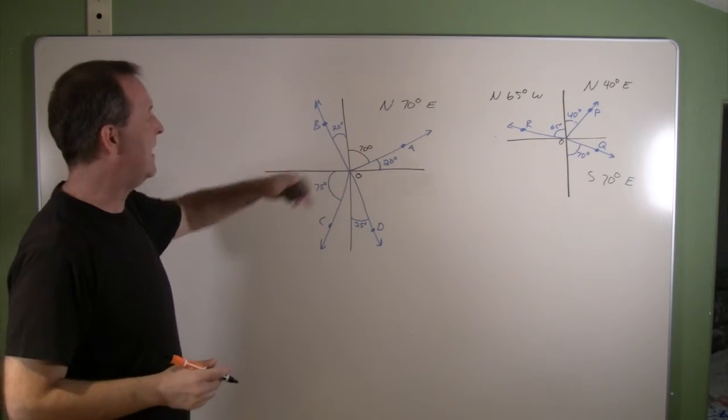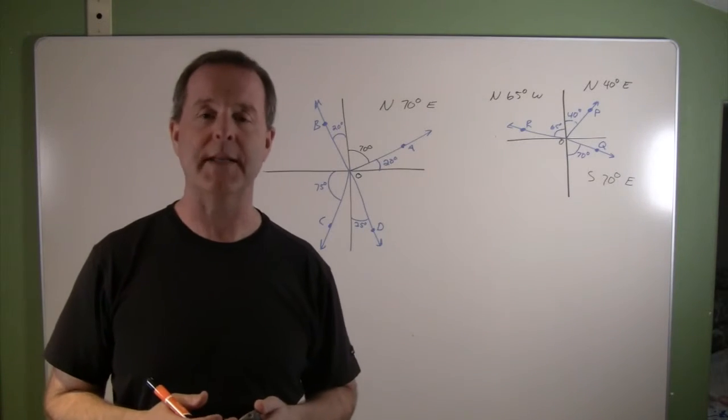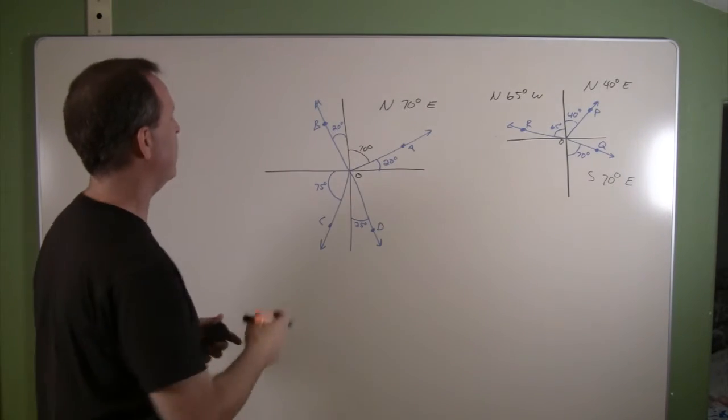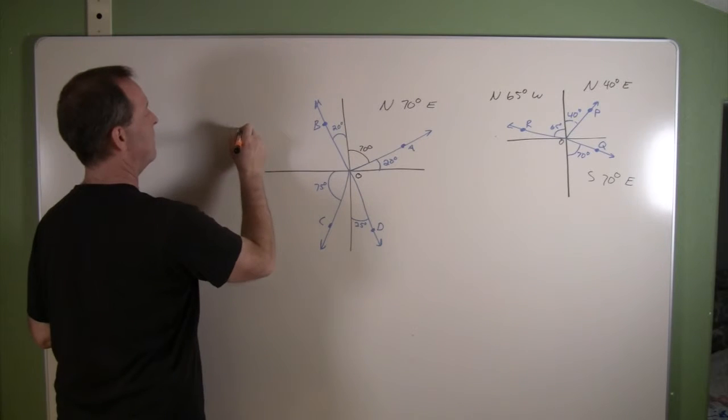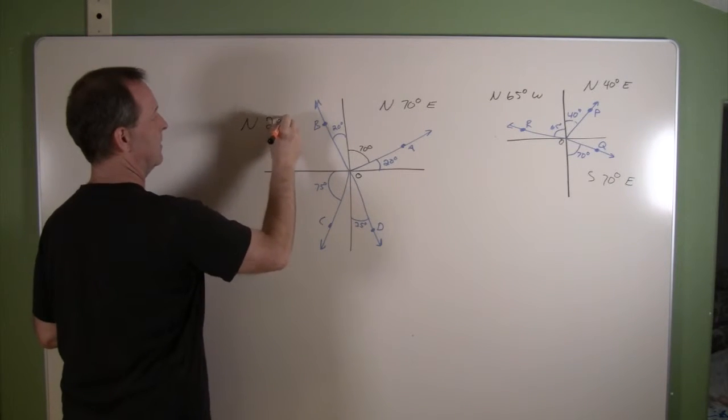The bearing from O to B, I have the north-south angle already measured. It's 20 degrees. So I'm going to head in the north direction, 20 degrees west.